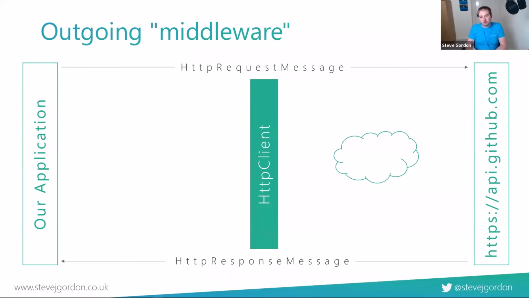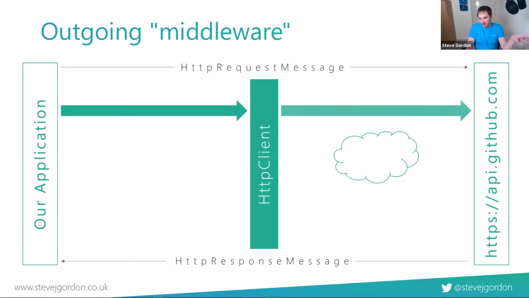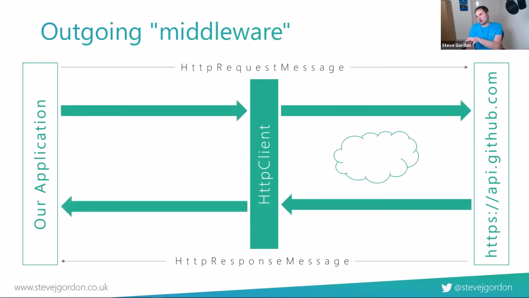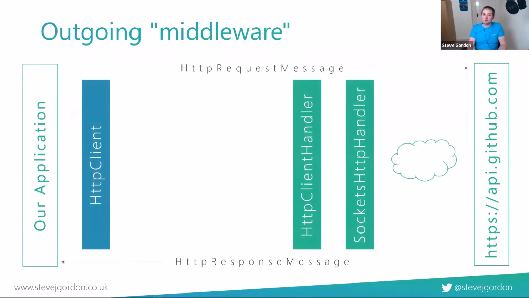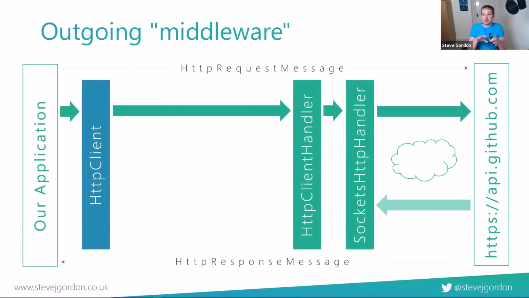So let's switch gears slightly and start talking about this idea of outgoing middleware, which I hinted at earlier. From a high level abstraction point of view, the way it looks to us at the moment is our application code calls HttpClient. HttpClient sends the HTTP request message that we pass to it to whatever endpoint it's configured to send it to. The endpoint returns a response that gets converted back to an HTTP response message and then gets handed back to our application code.